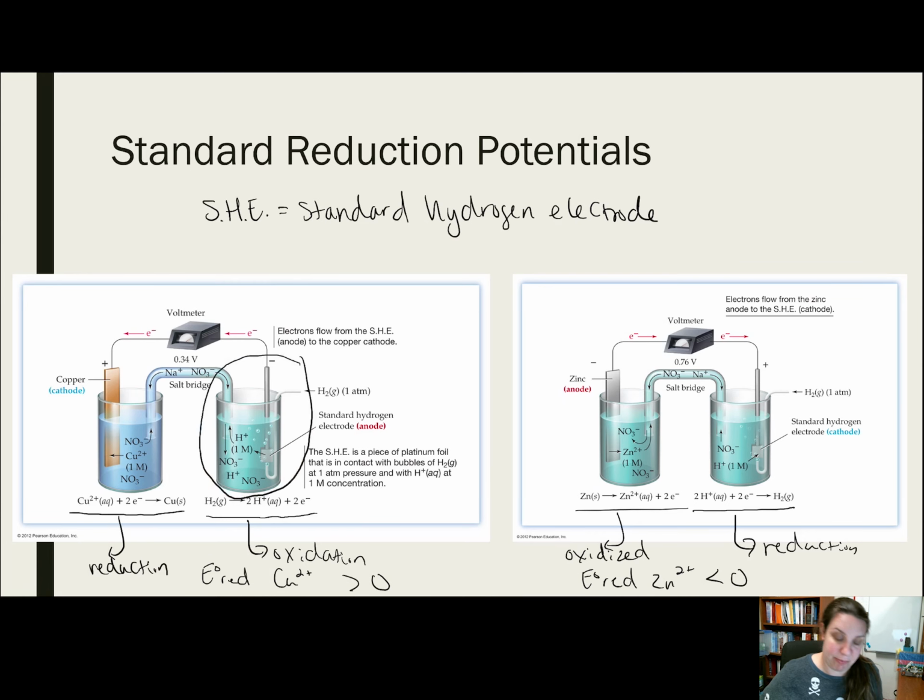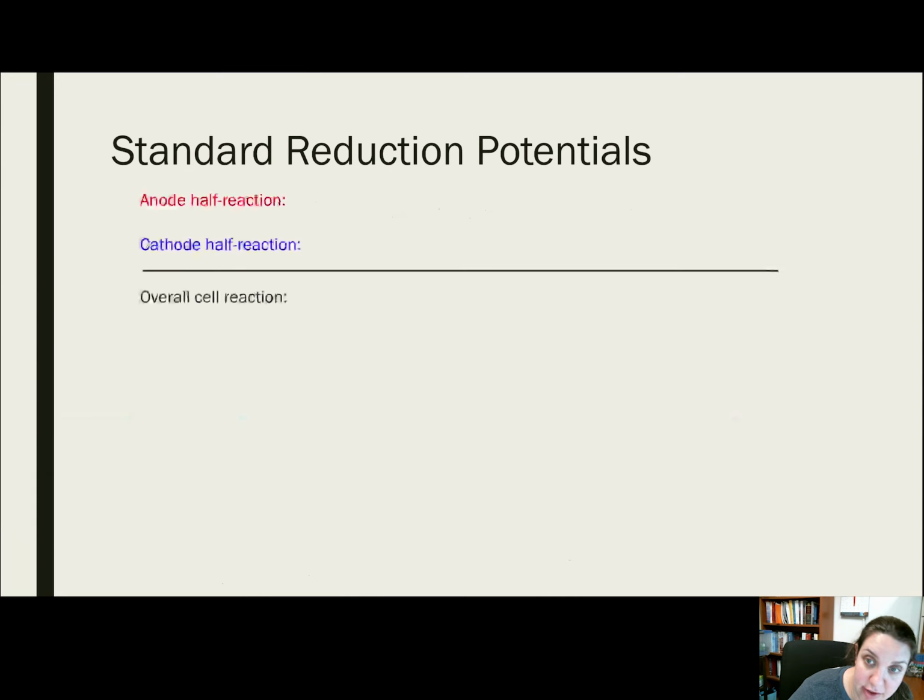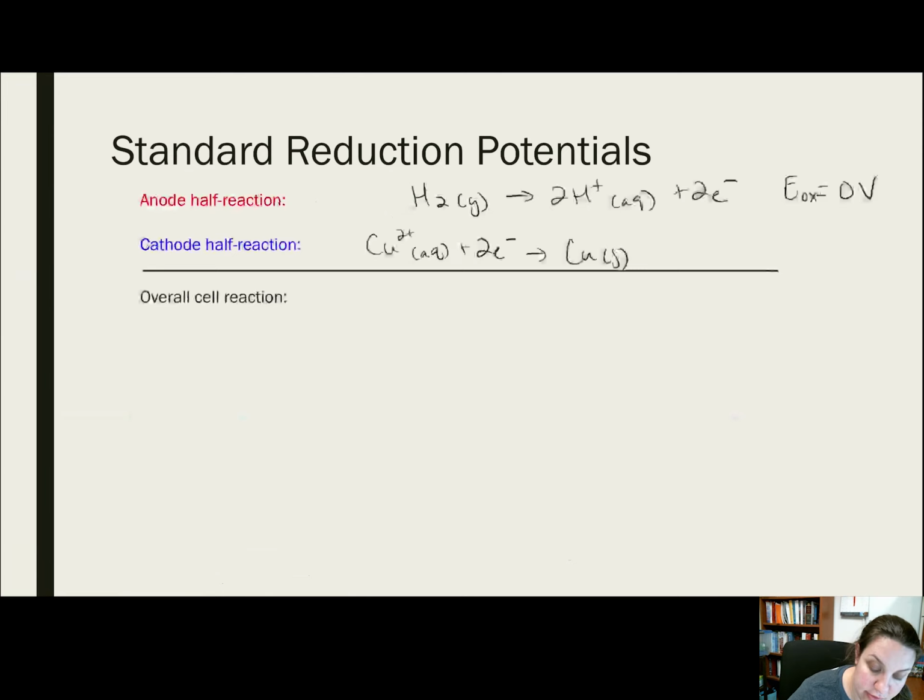So in the first example, we were looking at copper. So we have H2 gas going to 2H plus and 2 electrons, right? And here, this is, in this case, an oxidation, and it will be equal to 0 volts. Right? The copper is going from copper 2 plus to copper solid, and here this is being reduced.